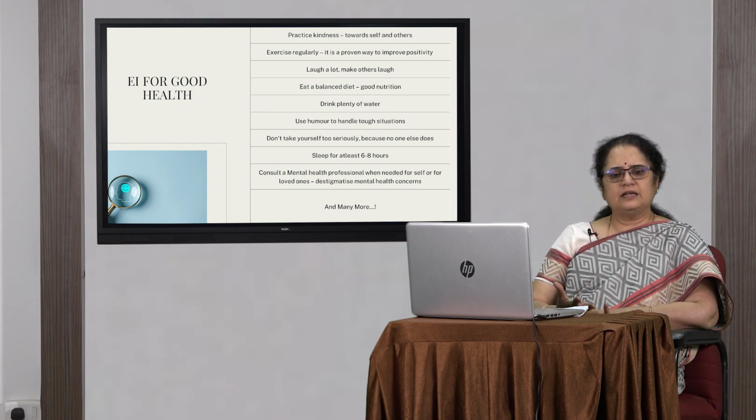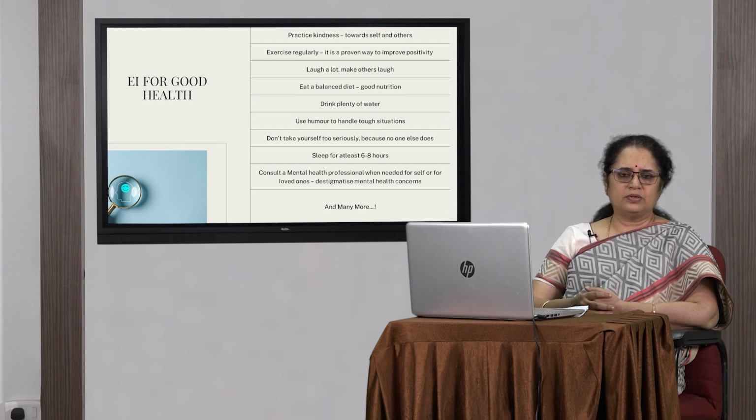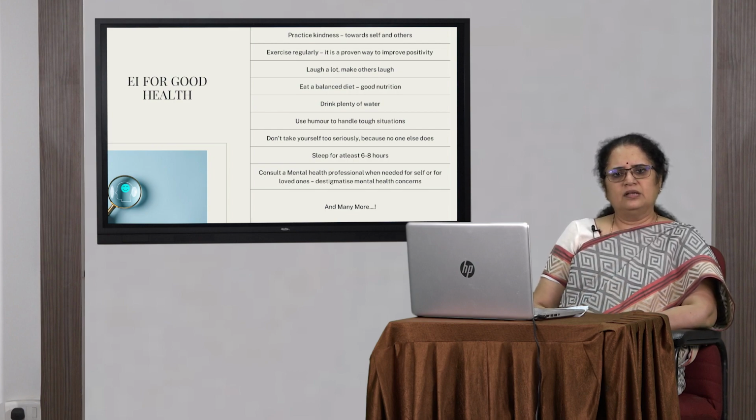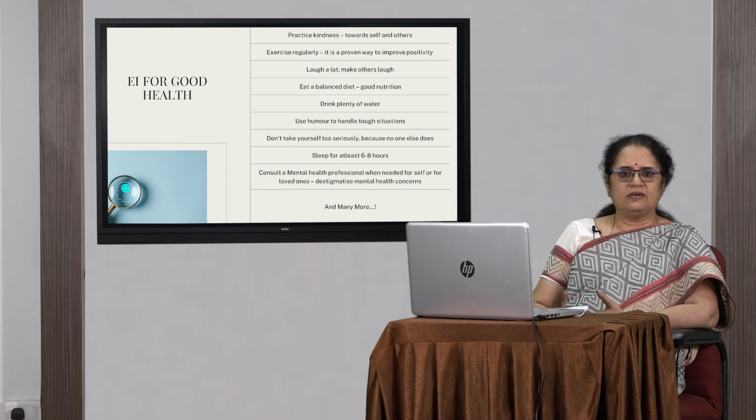Eat a balanced diet. We understand food, nutrition, I think you would have read it in school itself, why vitamins are important, why certain minerals are important, and why we should take proteins, carbohydrates, fats, all these in certain amounts, right? So we take all good food, consult a dietitian if you need to, but don't starve yourself, or don't go overboard with junk food or fast food, because they not only upset your body, they also upset your mind.